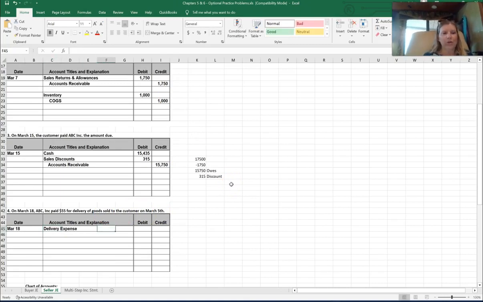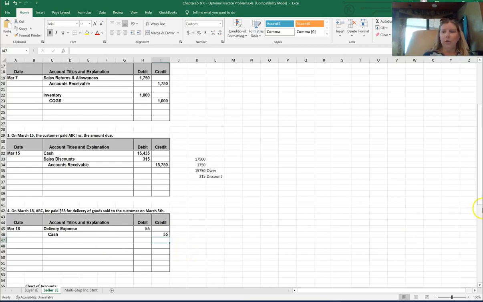Make sure you're looking at your chart of accounts and choose the closest thing. It could be shipping and handling. It could be freight charges, freight expense, anything in that nature, okay? And it says we're paying it. It's not on account. So cash is an asset. In order to decrease an asset, you have to credit it, right? Delivery expense is an expense. In order to increase an expense, you have to debit it.